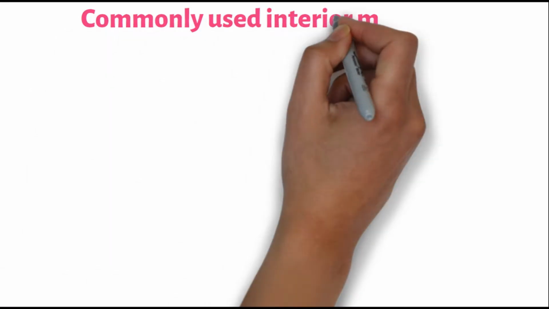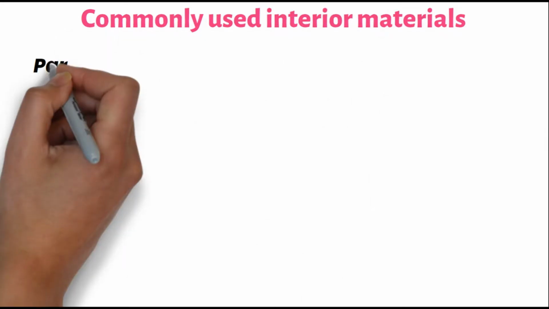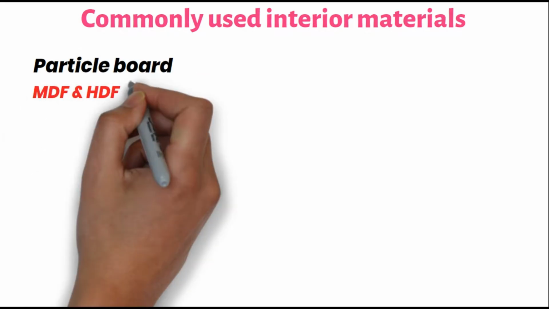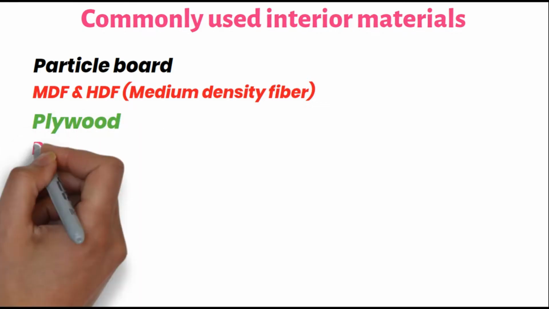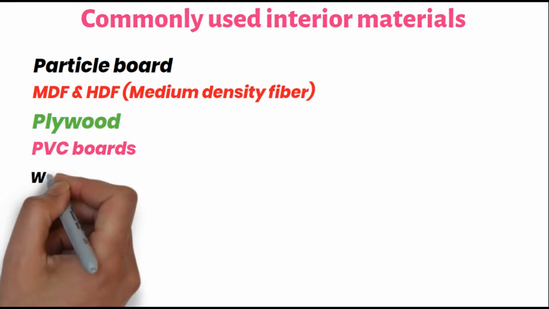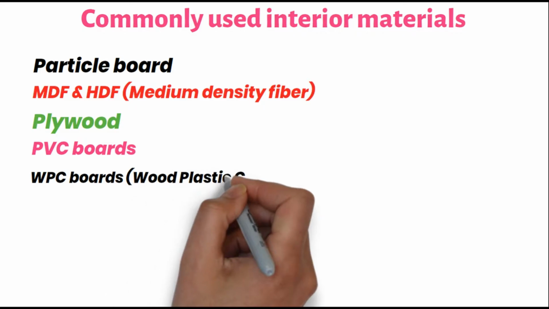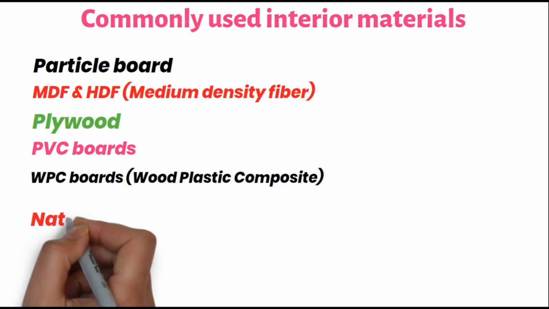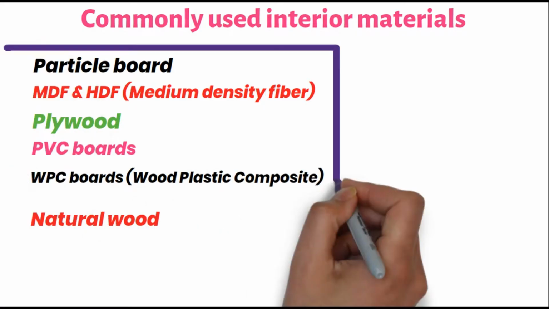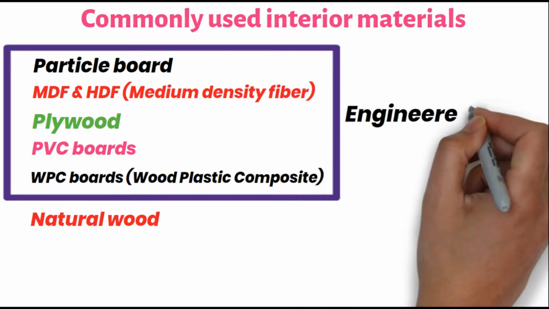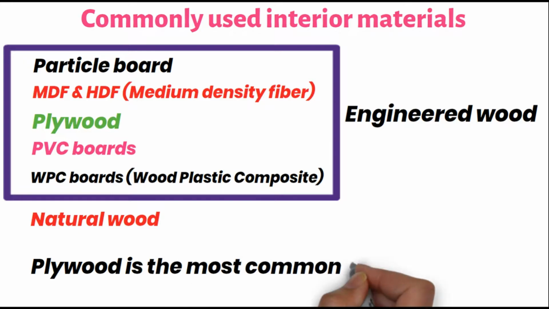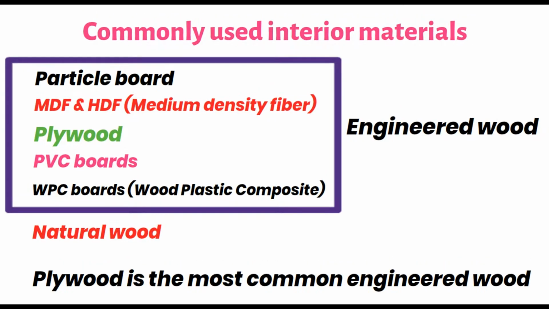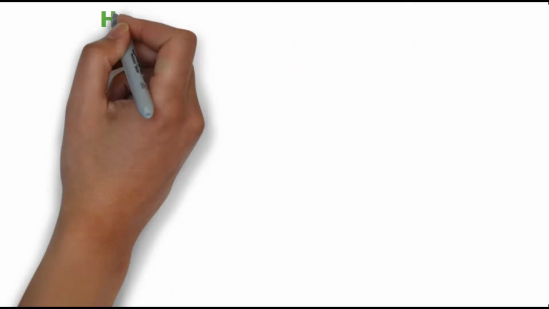The most commonly used interior materials are particle board, MDF and HDF, that is medium density fiber and high density fiber. Then comes plywood, PVC boards, WPC boards, that is wood plastic composite boards. Then comes natural wood. These are the most commonly used materials for interior works. Particle board, MDF, plywood, PVC boards and WPC boards are called engineered wood, and plywood is the most commonly used engineered wood.